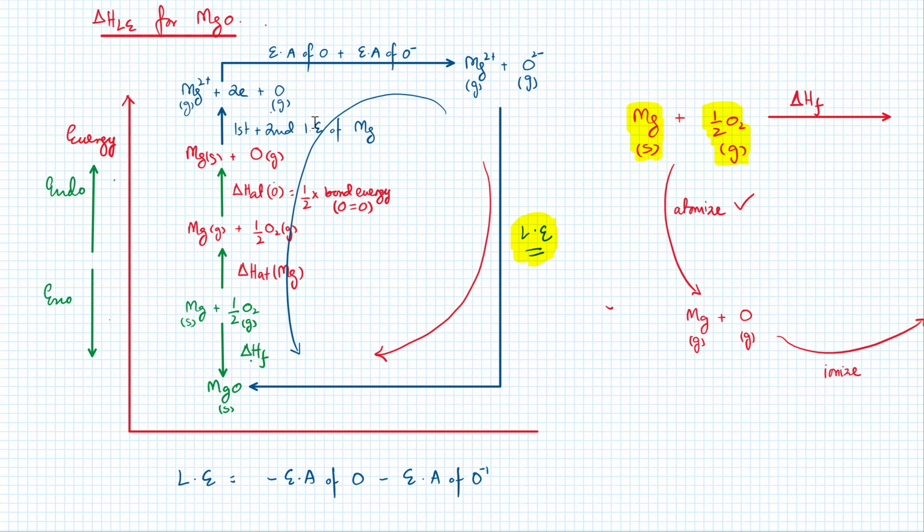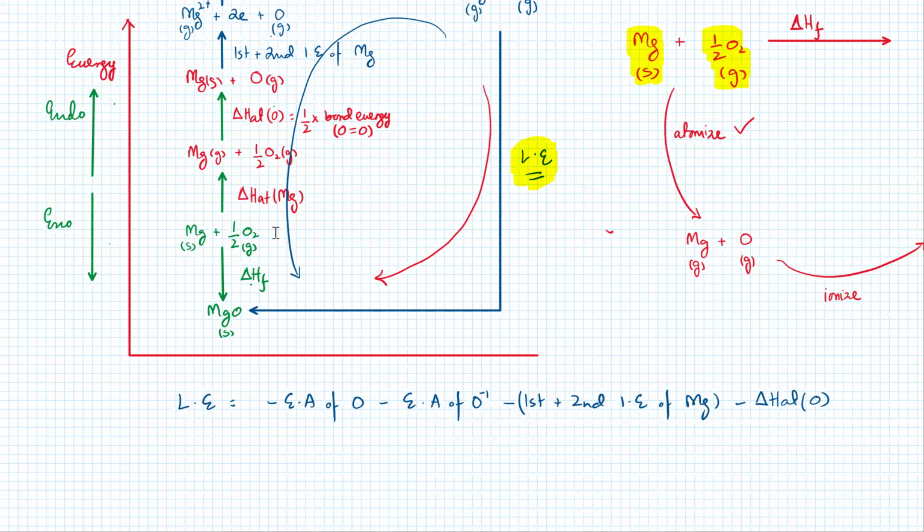The first plus second ionization energy is also going to change direction. So it's going to be minus the first plus second ionization energy of magnesium. And then it will be minus the enthalpy of atomization of oxygen. And then it will be minus enthalpy of atomization of magnesium. And then it's going to be plus delta HF. The delta HF arrow is in the right direction, so you don't need to change the sign of that.